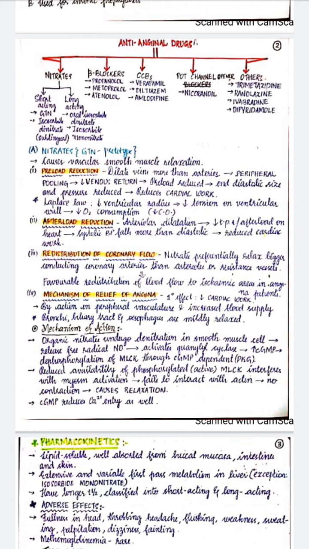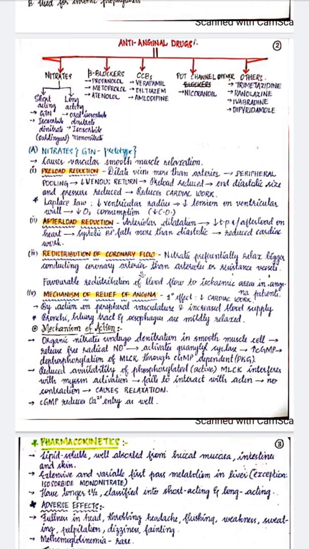So let us see how glyceryl trinitrate causes vascular smooth muscle relaxation. There are four mechanisms. One is preload and afterload reduction. Then comes redistribution of the coronary flow and it relieves the pain symptoms. Preload reduction is by venodilatation which results in peripheral pooling of blood, reduces the venous return and hence the end diastolic size and pressure are reduced.